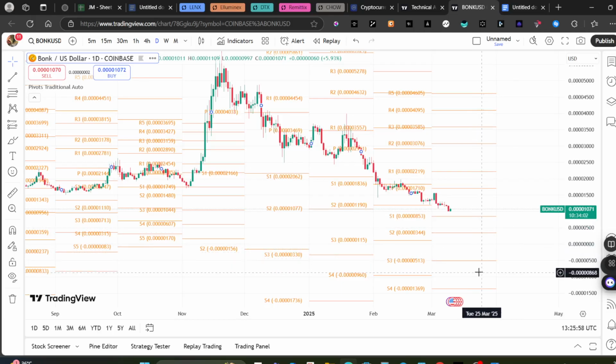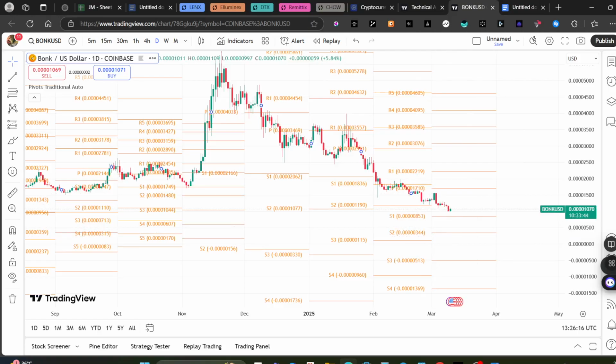Then for your exit points, once you've entered a trade, use the pivot points to help you decide where to exit. If you are in a buy position and the price hits R1 or R2, you may want to consider exiting or tightening your stop loss. If you are in a sell position and the price hits support S1 or S2, it could be time to lock in profits or close the trade.